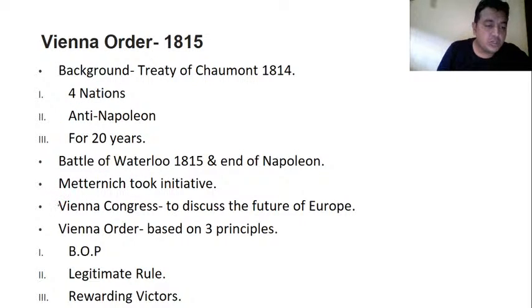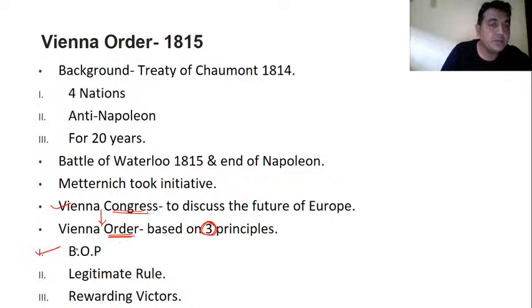In the aftermath of the Battle of Waterloo, these four nations gathered together at Vienna, and they started a meeting. The meeting is known as a Congress. So the Vienna Congress, they started a meeting to discuss the future of Europe, and after discussion they came to a conclusion, and that conclusion is known as the Vienna Order. Meeting, discussion, debate, and after debate the conclusion, and the conclusion in the form of the Vienna Order means what will be the future order of Europe. And it was based on three principles.